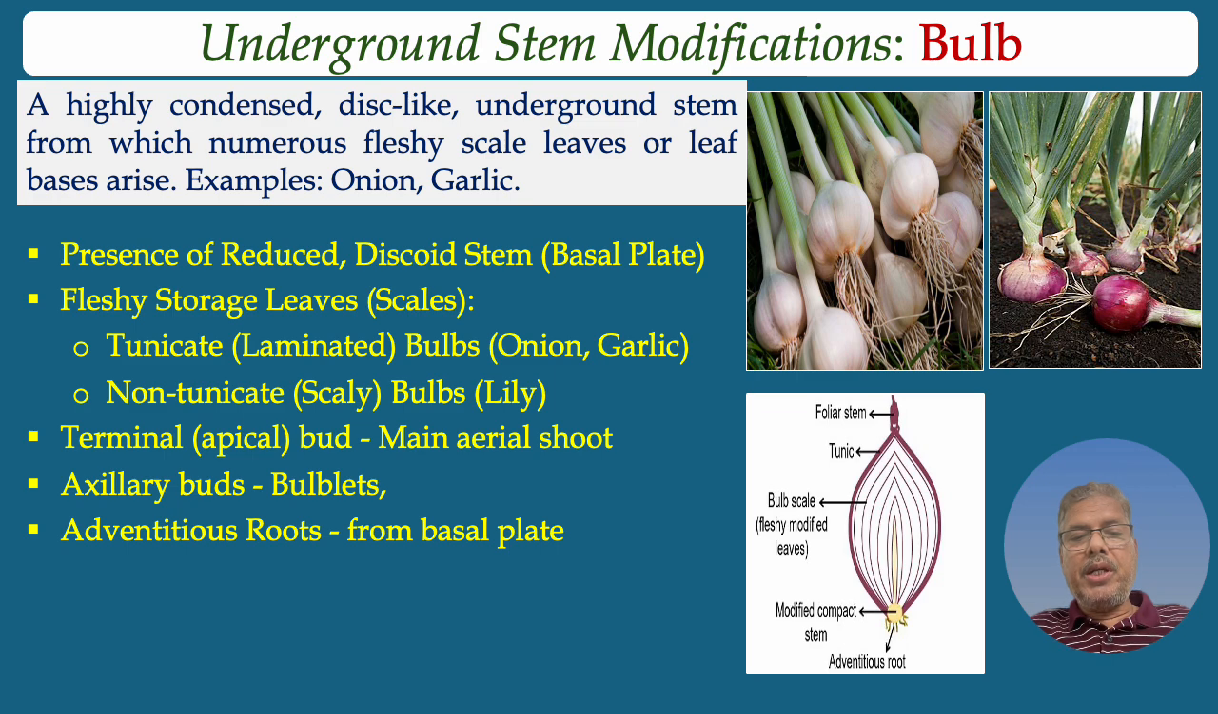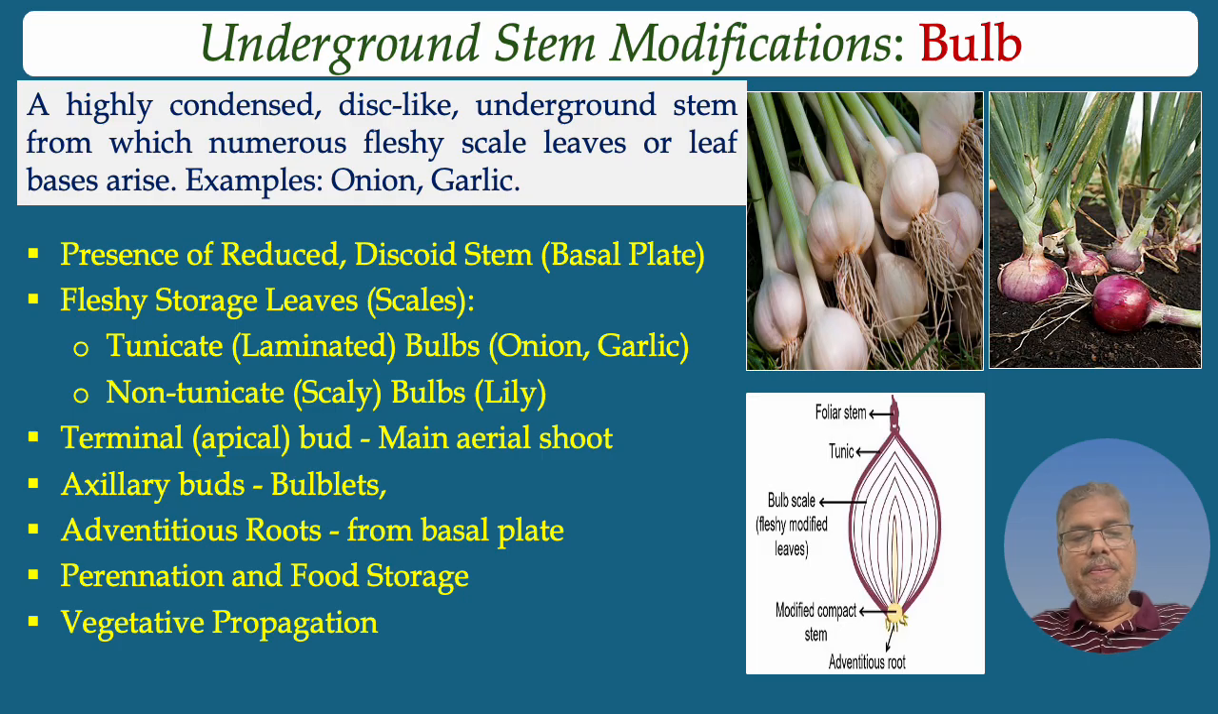The roots are typically adventitious and emerge from the underside of the basal plate, anchoring the bulb and absorbing water and nutrients. Like other underground modified stems, bulbs are crucial for perennation, allowing the plant to survive adverse environmental conditions. They function as vital food storage organs.